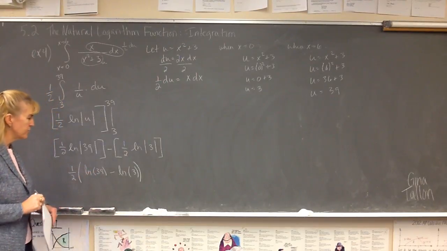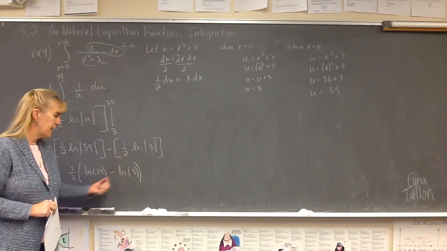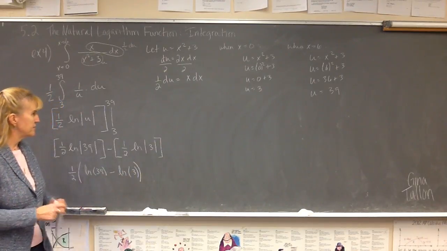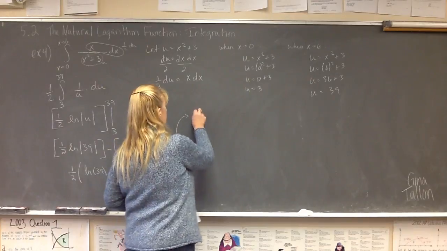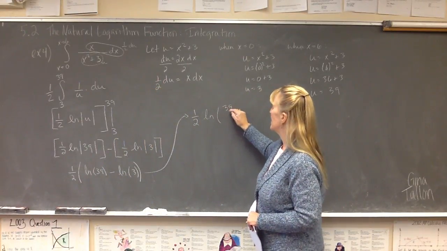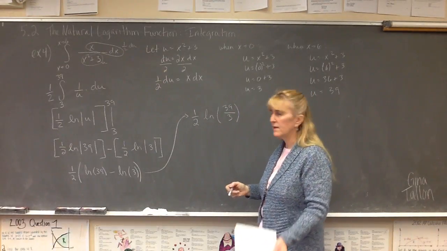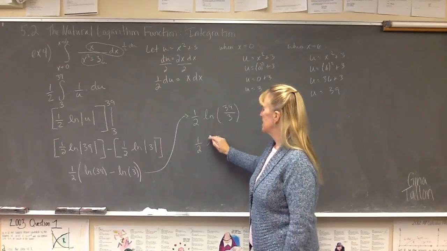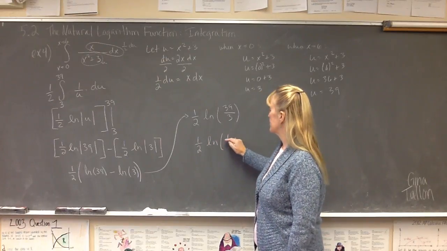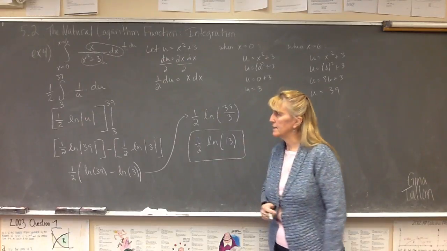Make my natural log a little nicer. All right, well, I have a rule for logarithms that says when my logs are being subtracted, I can go ahead and divide my arguments. So I am going to take this up over here. This will give me 1/2 times the natural log of 39 divided by 3. And 3 happens to go into 39 perfectly, giving you 13. So my final answer is 1/2 natural log of 13. And that would be where I end.